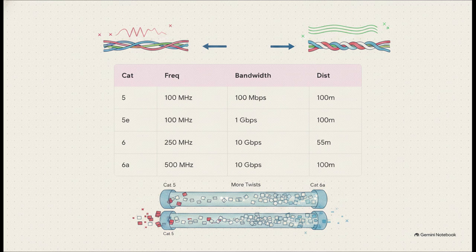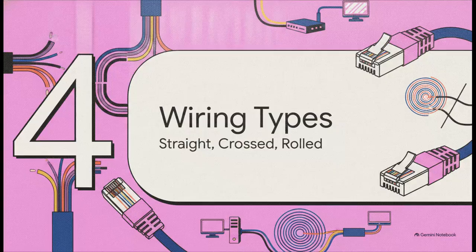The secret? It's all in the physical twists. Higher quality cables actually pack in way more wire twists per foot. This dramatically reduces what we call crosstalk, basically the unwanted electromagnetic interference between the internal wires sitting right next to each other. Less interference means you can reliably push a whole lot more bandwidth over the exact same physical distance. Pretty clever, right?